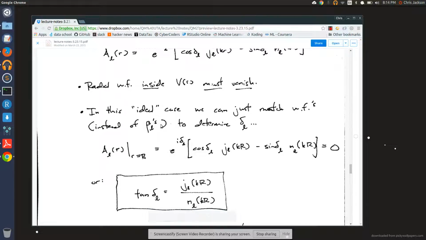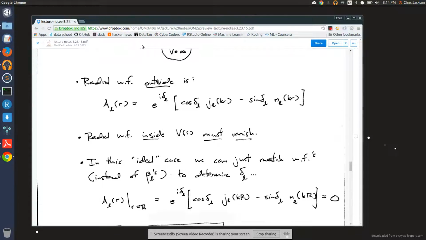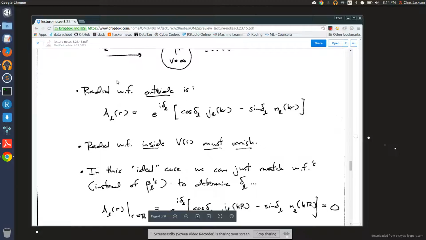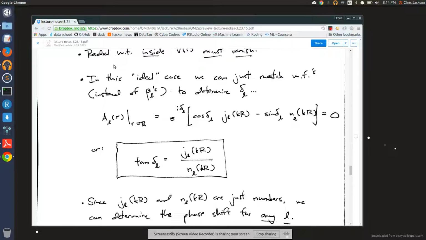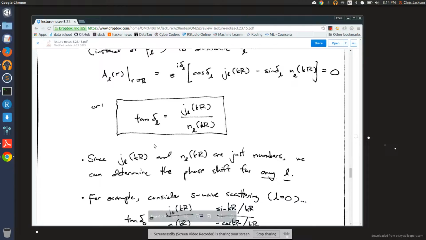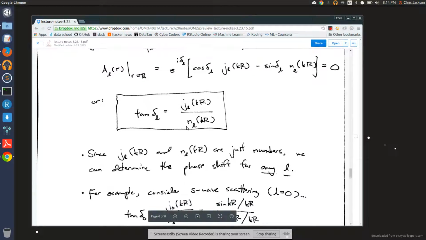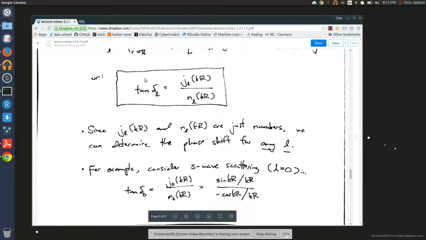And so what we can do is we don't have to resort to matching the beta sub L's because we know the wave function vanishes, right? So we can just use the fact that this guy evaluated at big R has to vanish, right? So this is what I'm doing here, right? So this thing has to vanish, and if that's the case, then I can solve for, and I can get a simple expression for my phase shift, right? The tangent of the phase shift in terms of these guys, and these are just numbers, right? So for any L, we can determine the phase shift.